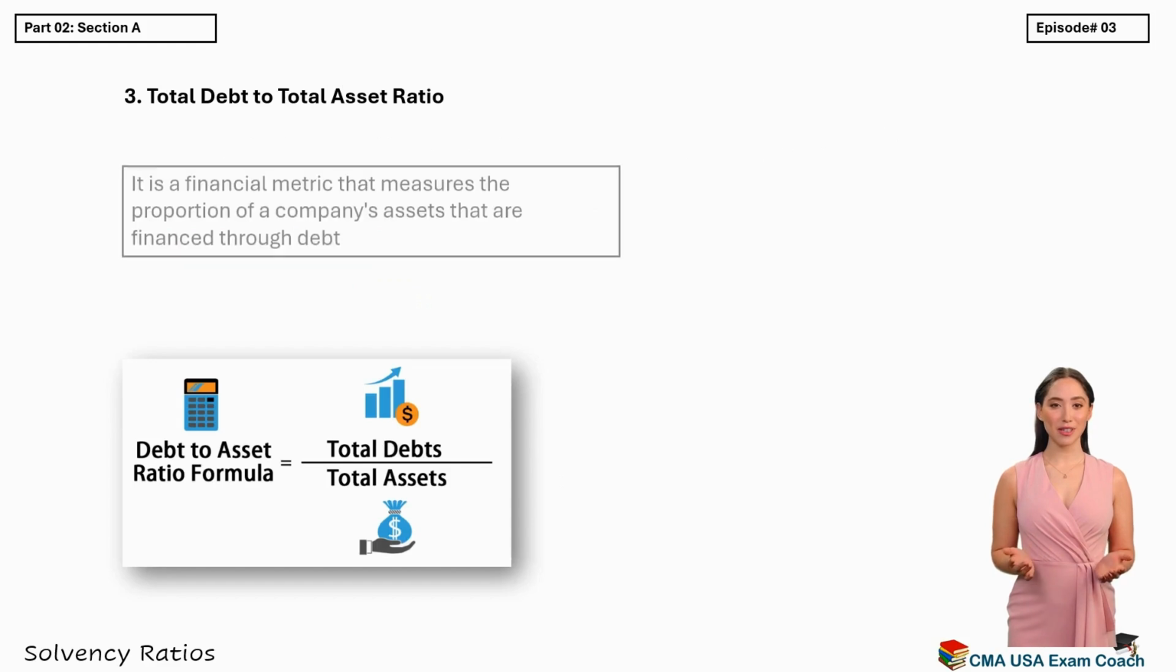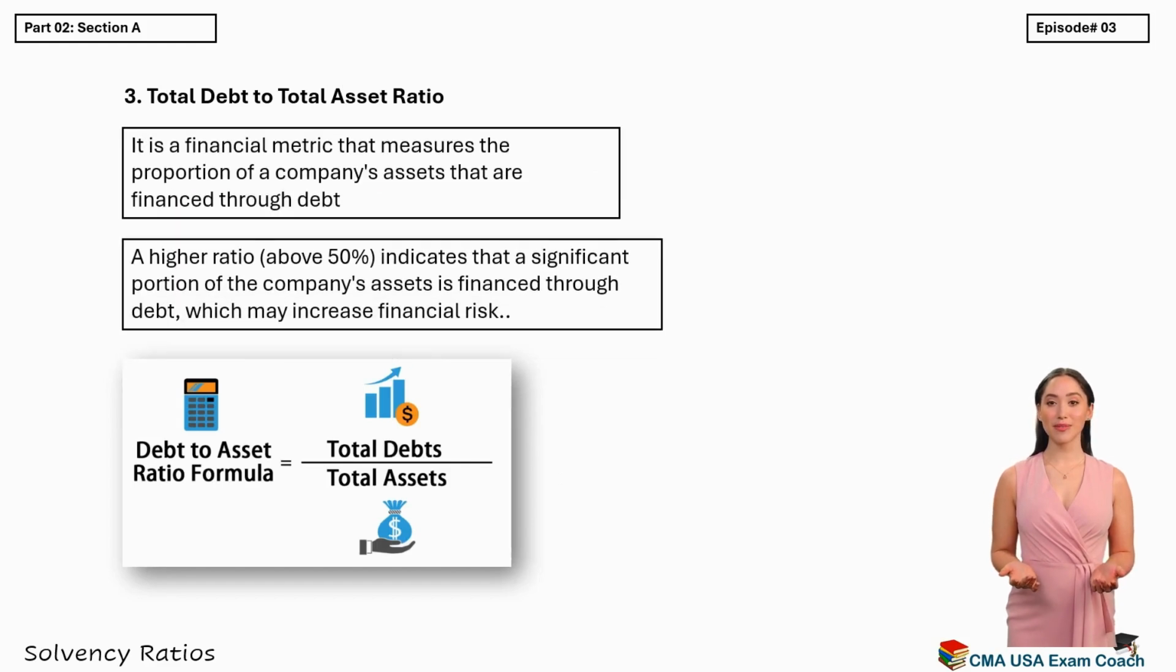Now, let's talk about the total debt to total assets ratio. This ratio measures the percentage of a company's assets that are financed by debt. It helps us understand how much of the company's resources are funded by liabilities rather than equity. A higher ratio means that a larger portion of the company's assets is financed through debt rather than equity. This indicates higher financial risk, as the company has more obligations to repay. A very high ratio could suggest potential liquidity issues if the company struggles to meet its debt obligations.